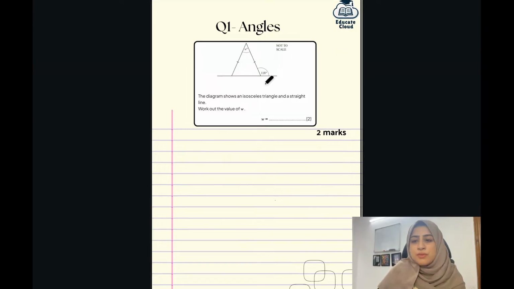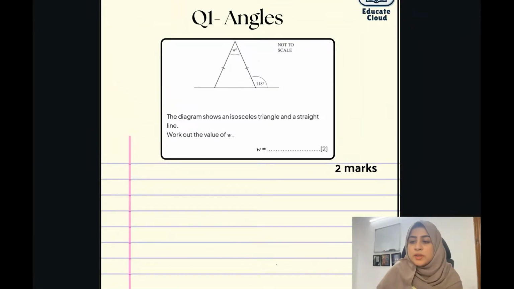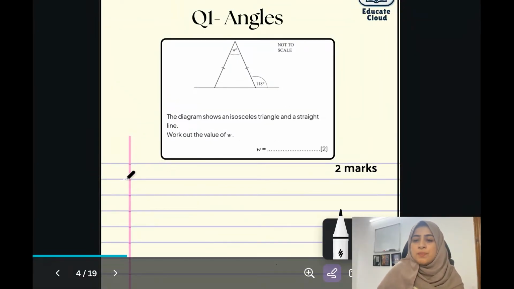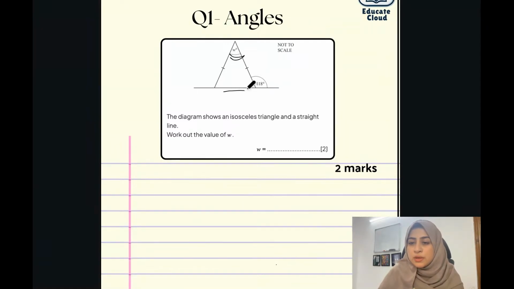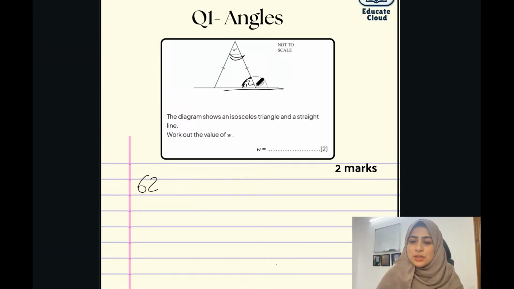So let's go through the first one on angles. This is pretty straightforward. It says work out the value of W. We know that because this is on a straight line, we can work out this angle here. So we could do 180 minus 118, which gives us 62. So this angle here is 62.